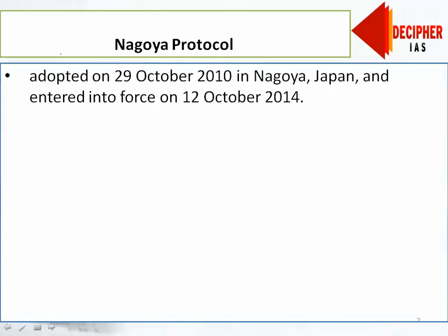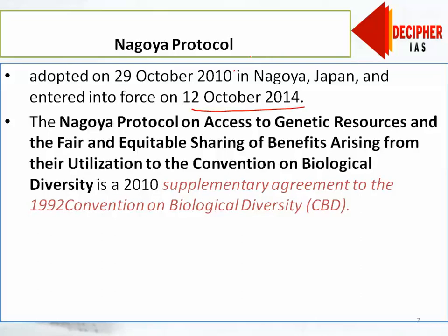So coming to the Nagoya Protocol, this is about access and benefit sharing with local communities if you are using their resource. It was adopted on 29th October 2010 in Nagoya, Japan, and entered into force only in October 2014, so it has recently come into force. It is on access to genetic resources and fair and equitable sharing. Fair means they should be given an adequate amount, and equitable means, according to need, if a poor person is there, he should be given more. It is a supplementary agreement to the 1992 CBD. Supplementary means add-on, which was added in the 10th COP in Japan.